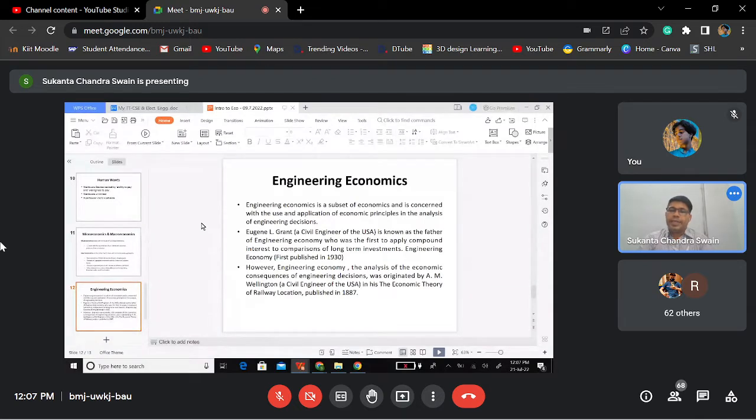So he is the first person to apply the compound interest formula to compare long-term investments. Because as you know, while we go for any investment in business production, let's say purchasing a huge machine, for that you have to spend a huge money, and that money is called investment. So while you are going for investment, we have to see how much money we are spending on that. Then we will see that if we make this money compounded as per the market rate of compounding interest, how much money we will get during the life.